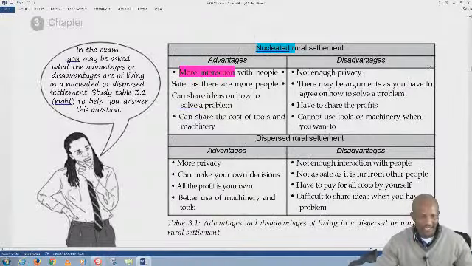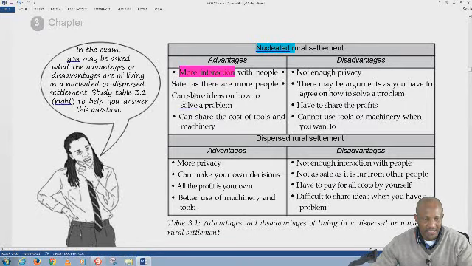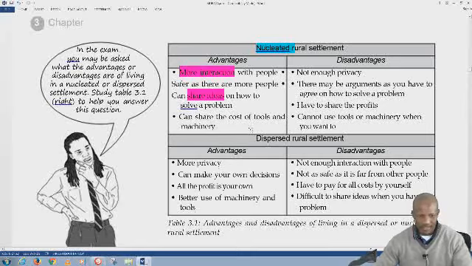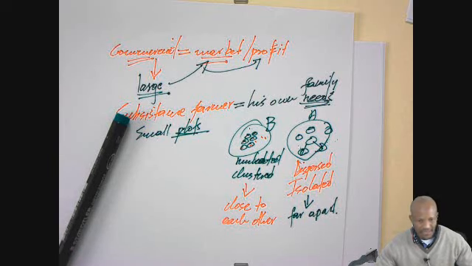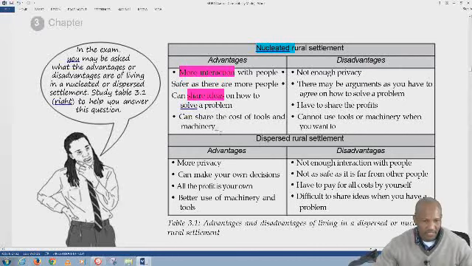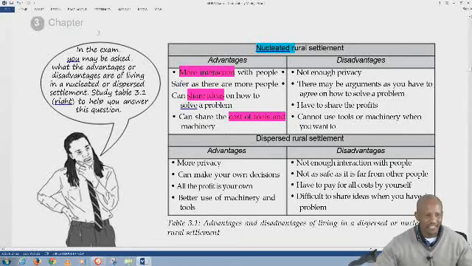Then the second advantage: the very same people can share ideas. What makes them share ideas easily? They are close to one another. Then the next point is that they can share the cost of tools and even machinery if they are farming together.